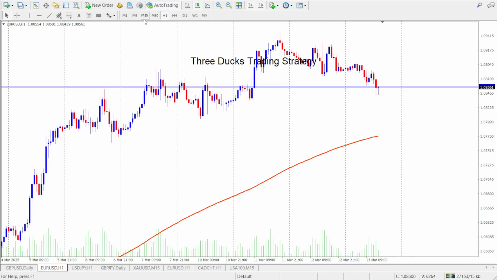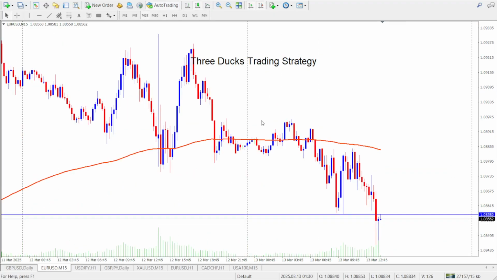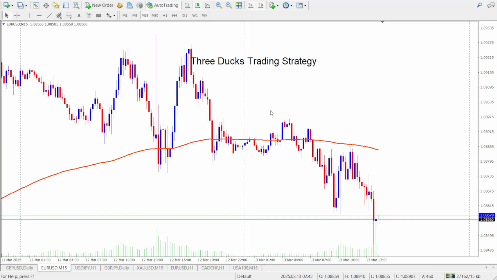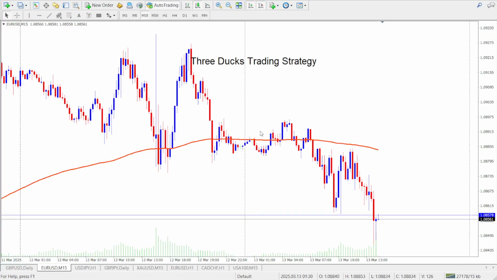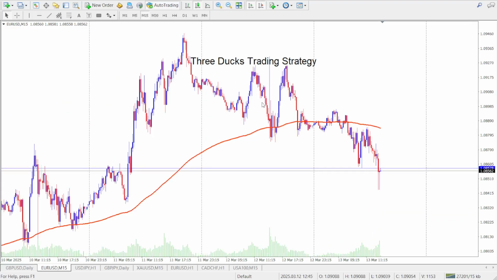Now we're going to go to the 15-minute chart, which is going to be the third duck. The first duck was 4-hour, the second duck was 1 hour, the third duck is either 15 minutes or 5 minutes, but let's just use the 15 minutes in this video. So we are coming to this time frame to look for a good entry. That is the purpose of coming to this third duck, to look for a good entry.